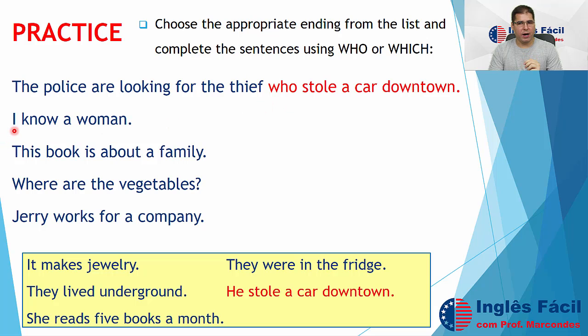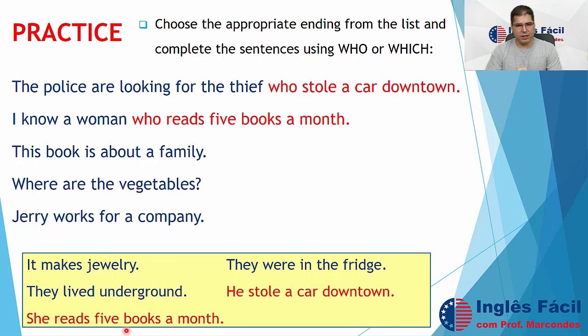Now, number 2 here. I know a woman. It makes jewelry? A woman is not it, right? They, not possible either. So, she. I know a woman. She reads 5 books a month. So I know a woman. Are we going to use who or which? Of course, we are going to use who because we are talking about a person, right? So, she reads 5 books a month. I know a woman who reads 5 books a month.